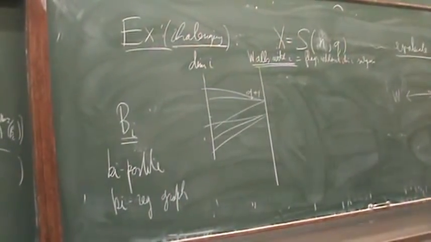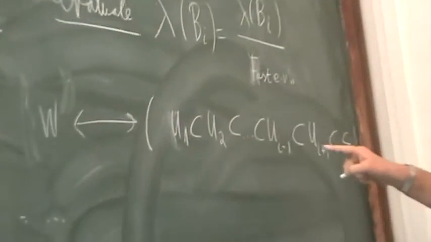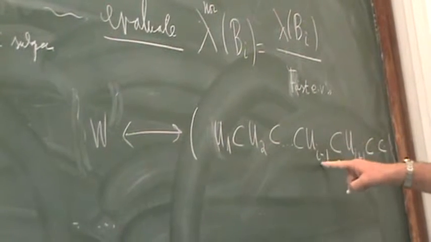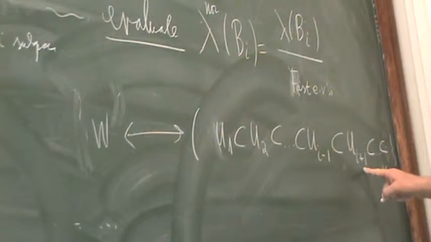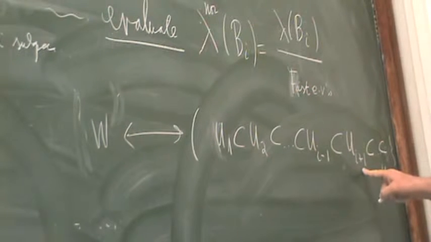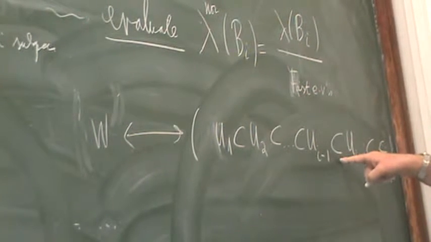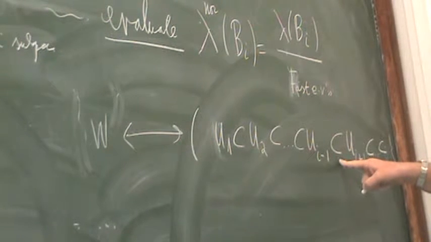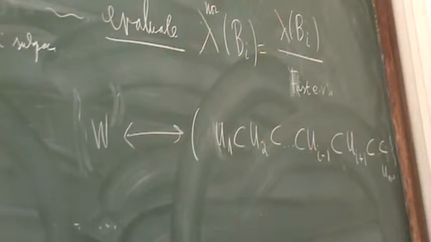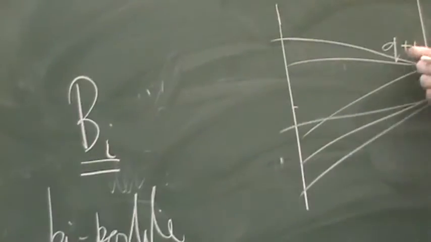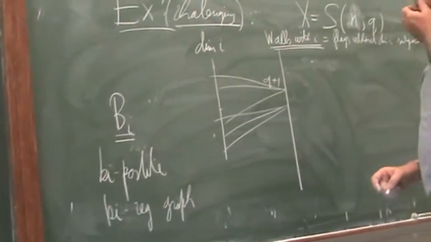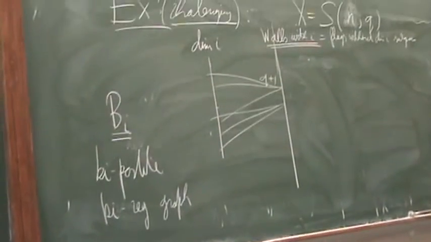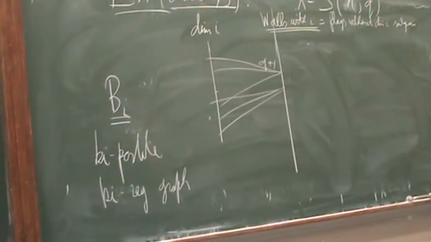Because if I have a flag like that, which is almost complete except for dimension i, but U_{i-1} and U_{i+1} are already fixed, the number of ways to complete it inside here is exactly q plus 1. So the degree on this side is going to be q plus 1. The number of walls can be computed. I mean, it's an exercise.